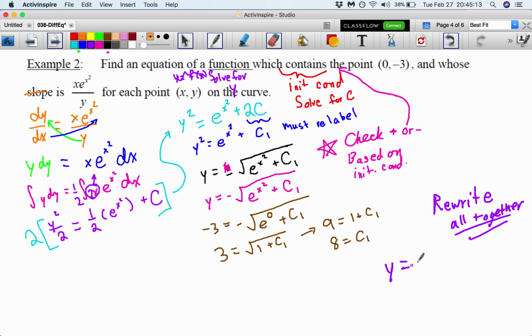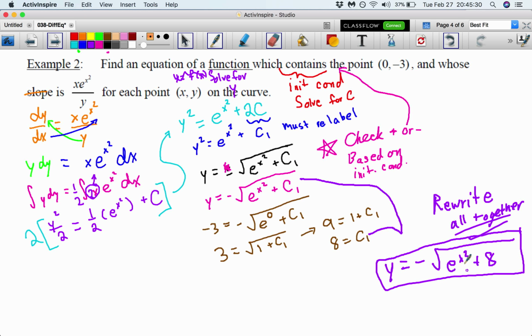Y equals negative square root, pulling from this one and this one, e to the x squared plus 8. It's really important you figure it out. It was negative square root. Many problems will be designed to catch you on that. If you do not check, you will lose points.